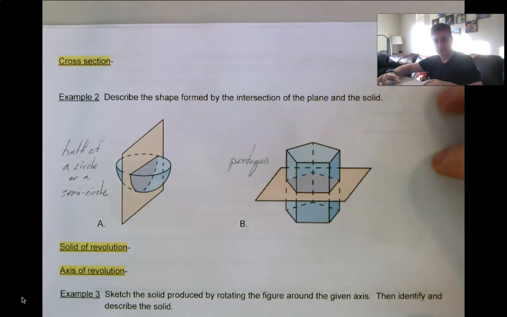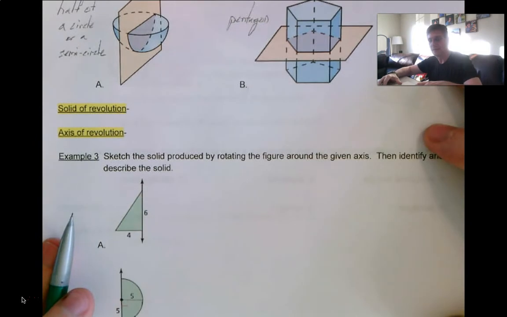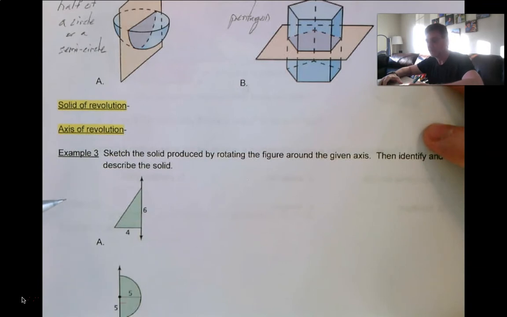All right, these solids of revolution and axis of revolutions, this can be a little bit tricky to visualize. This is something that's going to become important for you when you get to calculus. You're going to see these solids of revolution again, and you're going to spend a lot of time finding their volumes using calculus, using integrations and things called the washer method and the shell method. You'll learn about those when you get to calculus. For now, in example 3, we're going to sketch the solid produced by rotating the figure around the given axis, then identify and describe the solid.